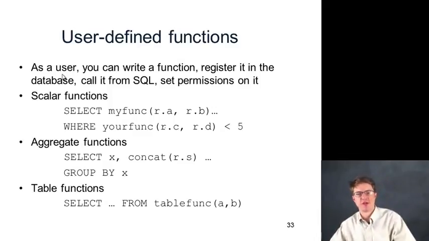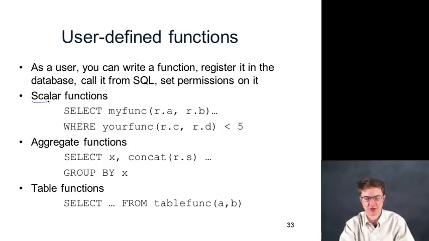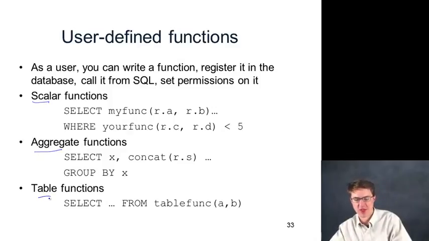Okay, so they're called UDFs, and as a user, you can write one of these things. You can register it in the database, and then you can call it from within your SQL statements. You can grant permissions for other people to use it as well. So the database becomes a repository of user-defined functions that can be called from anywhere. And so there's three types to be aware of. One is scalar functions, the other is aggregate, and the third is table functions. And you can tell what they are by how they're used within the SQL statements.